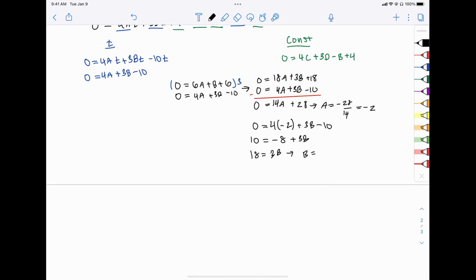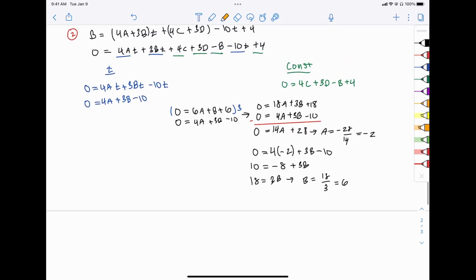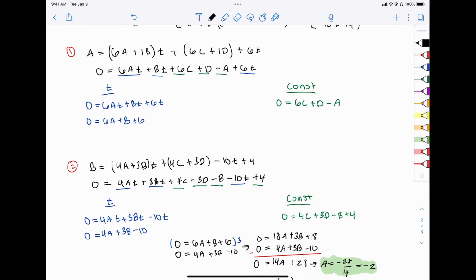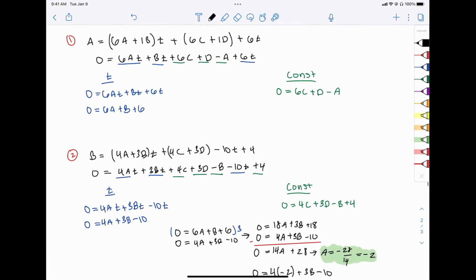So we get that b equals 18 divided by 3, which is just 6. Okay, so now we found b, we found a. Now we need to find c and d. So let's go ahead on the next page here.